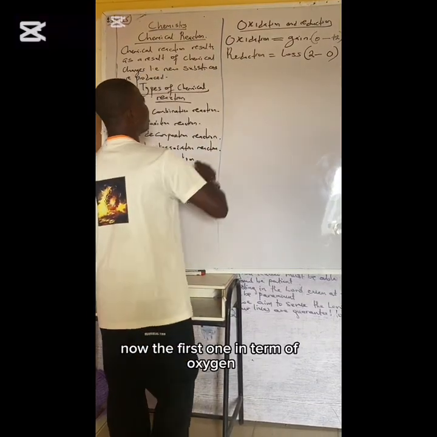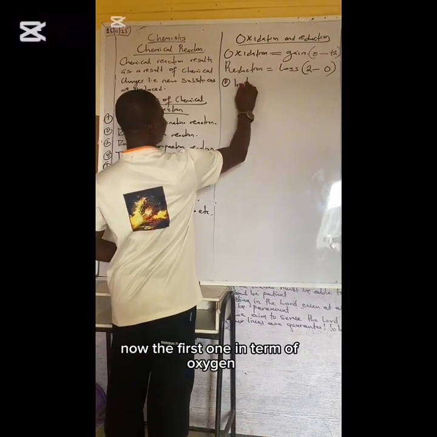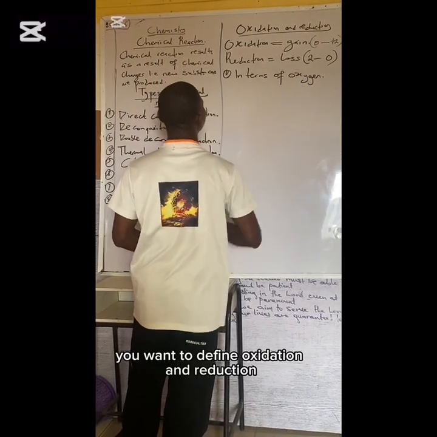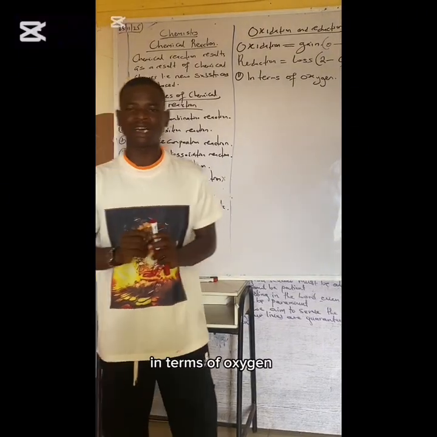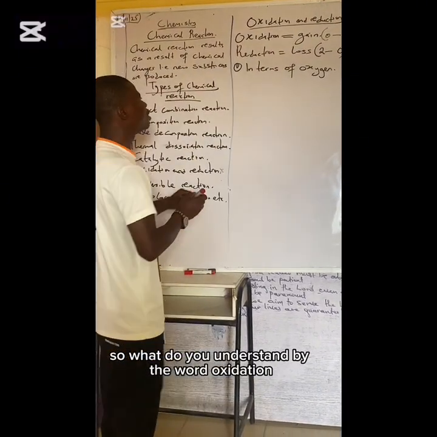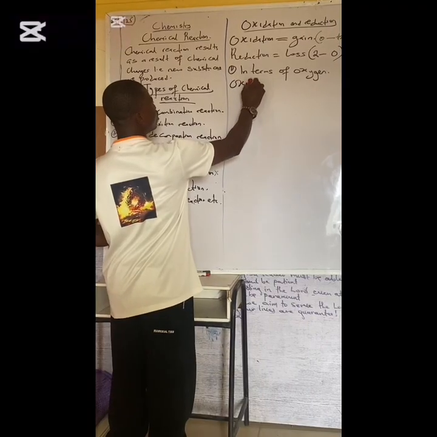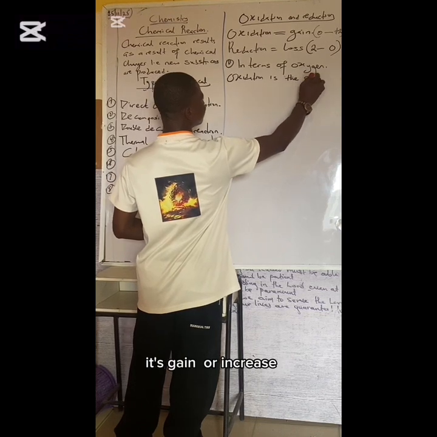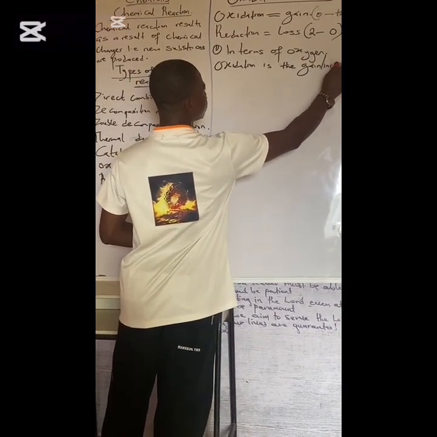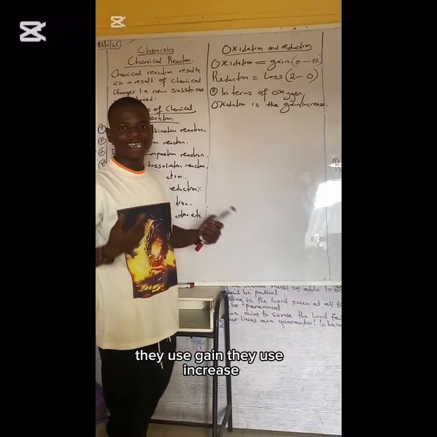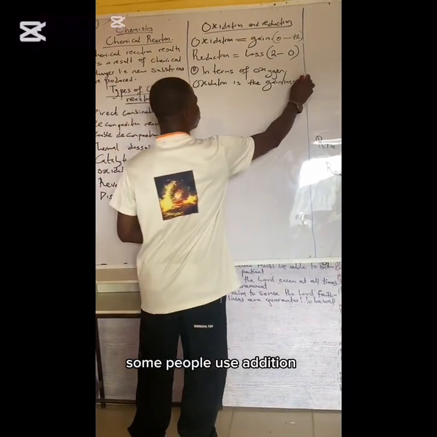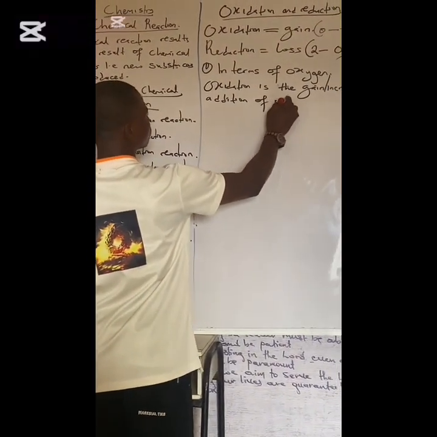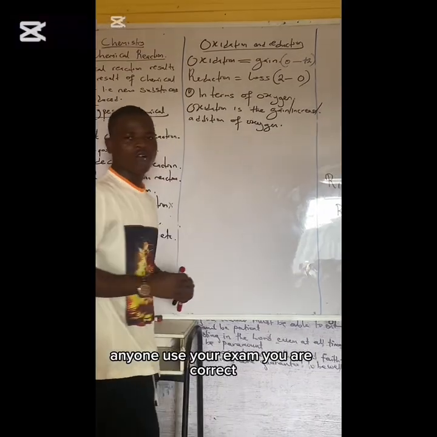So we are going to have something like this now. The first one is in terms of oxygen. We want to define oxidation and reduction in terms of oxygen. So what do you understand by the word oxidation in terms of number one? Some textbooks say oxidation is the gain, or increase. Sometimes you see they use gain, they use increase, some people use addition of oxygen. Anyone you use in your exam, you are correct.